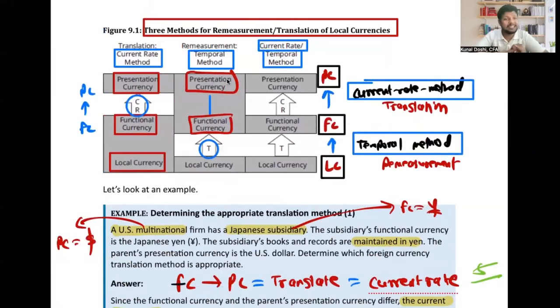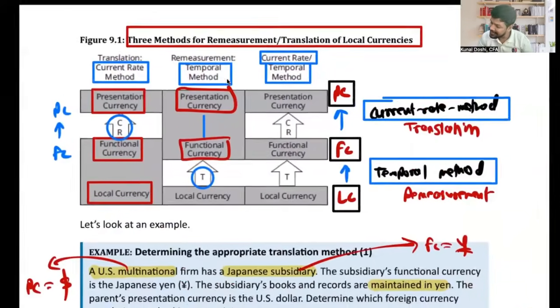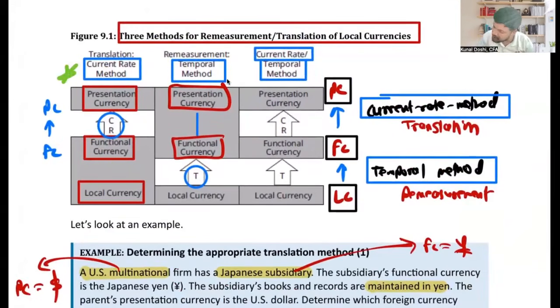So first thing, as I said, the three currencies. The parent's reporting currency, which is also called the presentation currency, PC. Functional currency is where the operations take place from, and the local currency is where the outlet might be. So PC, FC, and LC. Remember these short forms. Whenever the local currency and functional currency are the same, the only thing we have to do is translate from FC to PC, and that is done using the current rate method.